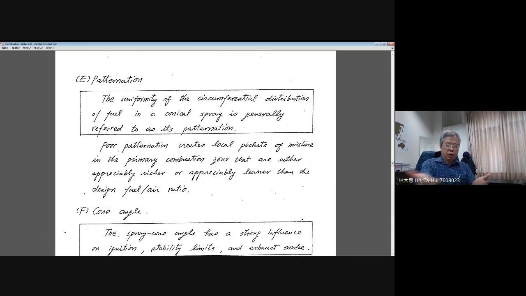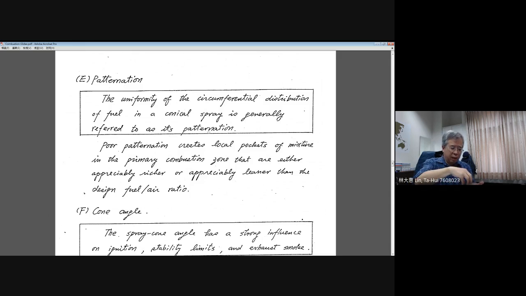Patternation means that you take a cross section and see the droplet distribution on that cross section of the spray. Usually, if you have a very uniform droplet size distribution, you can see the whole cross section contains different kinds of droplets, but uniformly distributed. But sometimes you will have poor patternation. Poor patternation means that in these cross sections you may have certain areas with pockets without droplets.